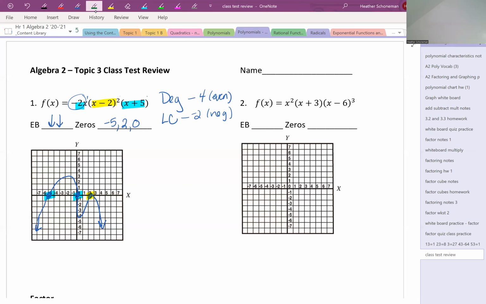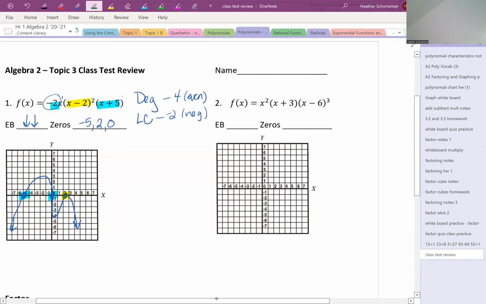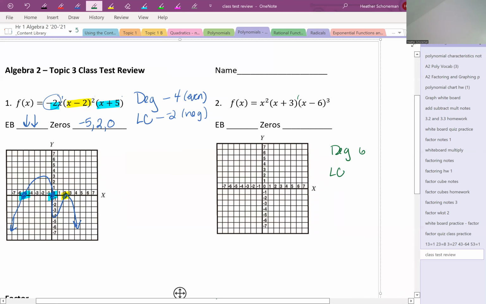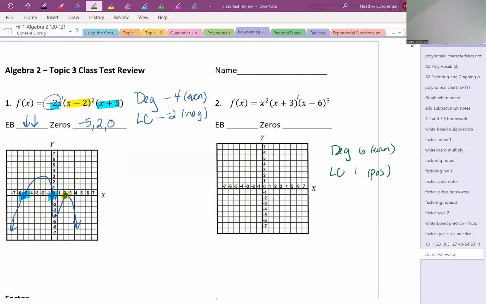Okay, on the second one, if I'm looking at determining the end behavior, I first have to figure out the degree. So for my degree, I have 2, 3, plus another 3, which is 6. My leading coefficient is an invisible 1. So we've got even and we have positive.